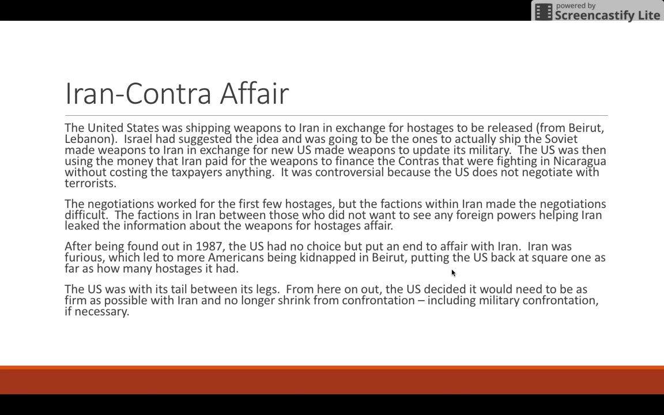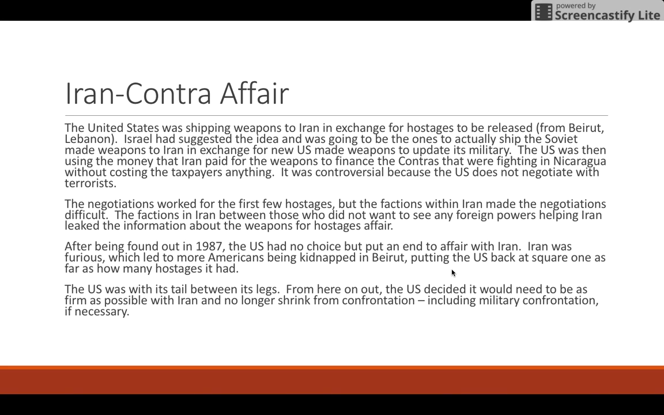Iran gets Soviet weapons, Israel gets US weapons, and the United States gets paid. They wanted to use the money it's getting paid to help finance the Contras. The Contras are a group fighting the Somozas in Nicaragua. So this was a win-win for everybody, but it was also very controversial because it goes against the United States' stance that it does not negotiate with terrorists. This was a way to also get U.S. hostages back. So it was basically weapons for hostages.